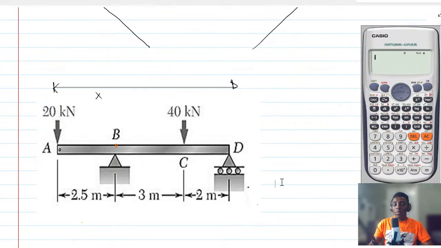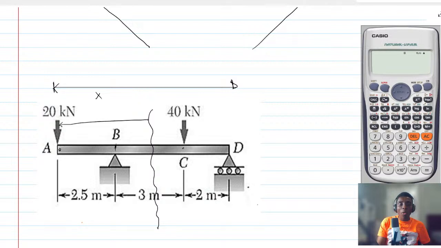Okay, so for the second one, you stand between B and C, and then you cut through. So you are going to cut through B and C, okay, and then you call the whole of this distance here X. Is that right?